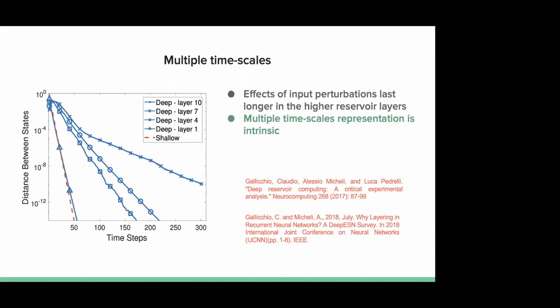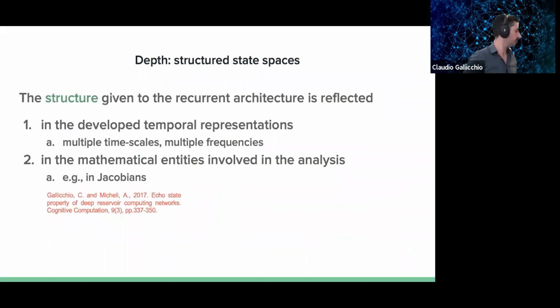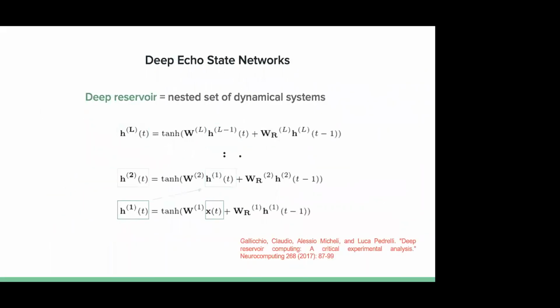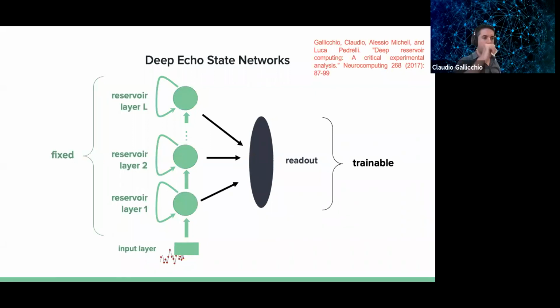I have a question, Claudio. If you go to the architecture you're describing in the previous slide, is the readout layer getting only the output from the layer atop the stack, or is it getting the contribution from all the layers, like 1, 2, up to L? Yeah, you can have it both ways, right? Yeah, both ways. The point is that it depends on what you want to achieve.